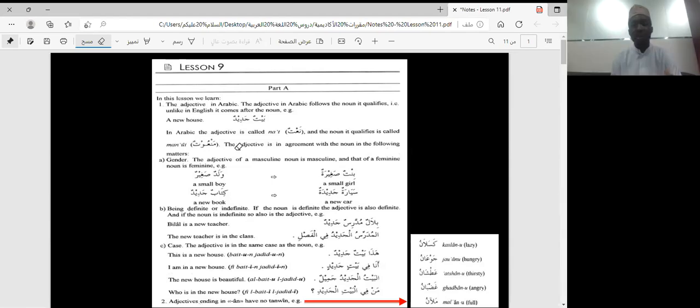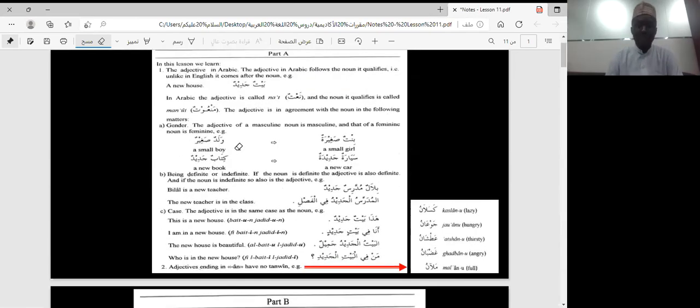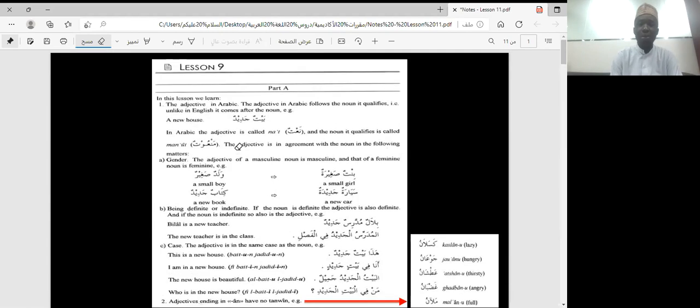The adjective is in agreement with the noun in the following matters. We have some matters, like 4 matters. In these matters, the adjective is in agreement. Do you know agreement? You should have learned concords and agreement in English language. So we have what we call agreement. In these matters, the na'at and man'ut are having the same pattern.